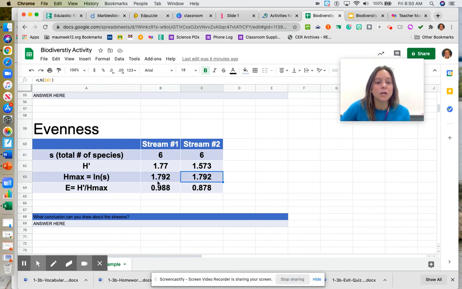And then for E, you're going to take this column divided by this box. So you're dividing these two numbers to get your last box. And again, you're going to draw your conclusion right here.